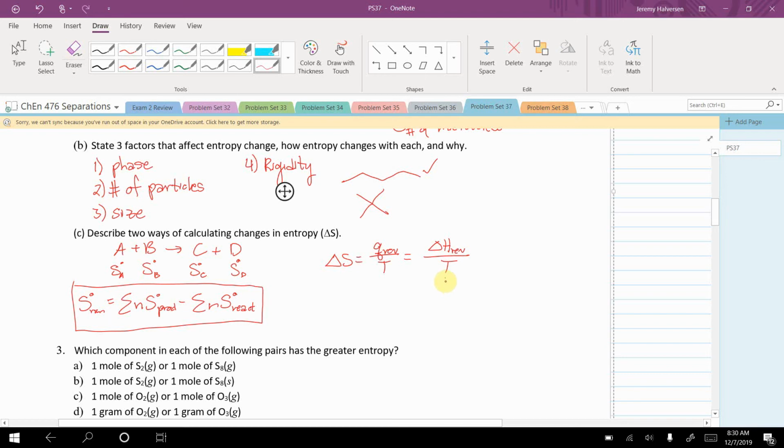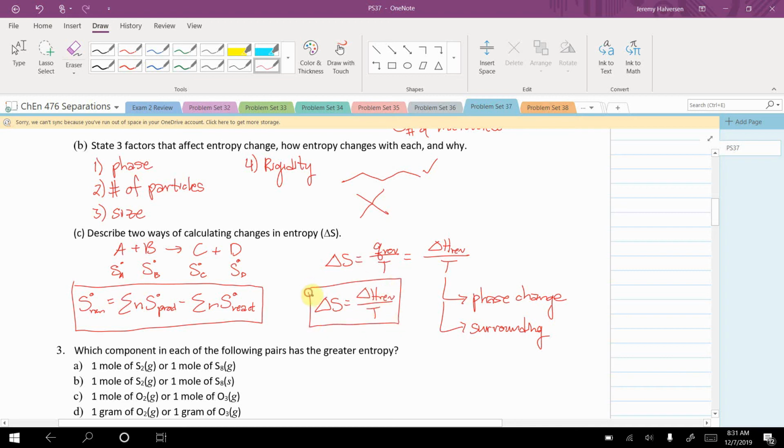So there's kind of 2 situations where you'll be able to apply this equation, and that's a phase change. If you're at the temperature of a phase change, then you are adding heat and the temperature is not changing. And if you're talking about the surroundings, then usually there's no reaction in the surroundings, nothing weird is happening, but if I'm releasing heat into the world, the temperature of the world isn't changing. And so the second equation would be delta H reversible over temperature, with the caveat that it can only be applied in a couple of situations, but they're situations you'll see a lot.